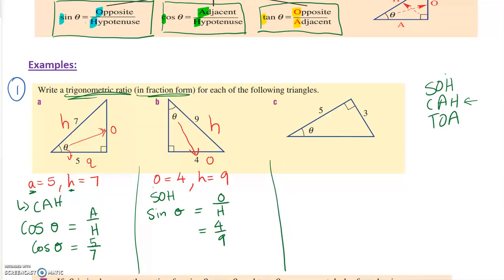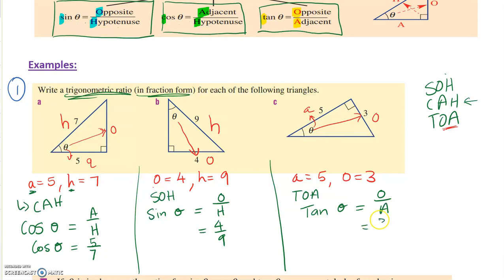And let's do the third one. What's given is the opposite side, which is 3, and right next to it, which is 5. So A is equal to 5, O is equal to 3. O and A is TOA. So let's write our ratio. Tangent of an angle is equal to O over A, which is equal to 3 over 5. Okay, pretty easy. All right, now let's move on to the next step.